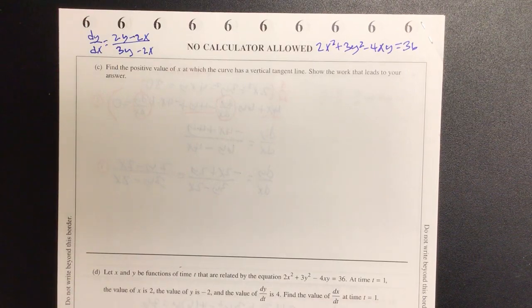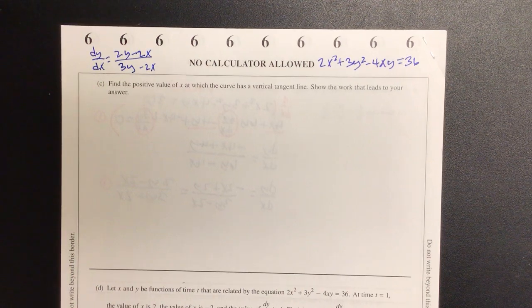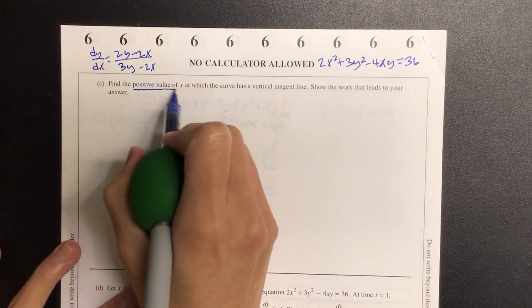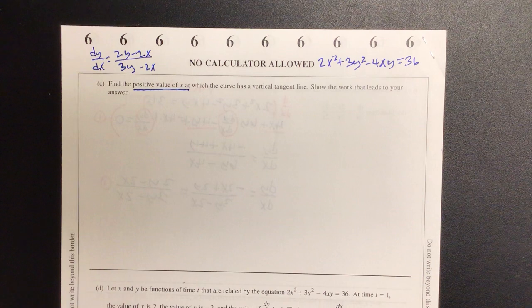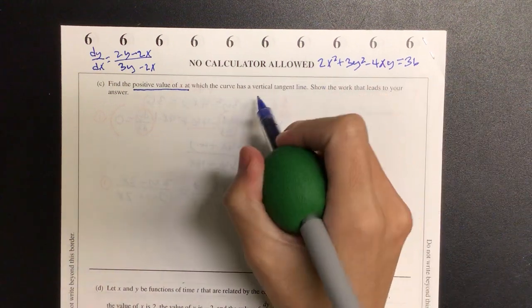Positive value of x at which the curve has a vertical tangent line. Show the work that leads to your answer. Okay, so positive value of x. If they're saying positive value of x, is there a chance that at the end I might get a positive and a negative answer? Yes. Yep. And then we're looking at a vertical tangent.